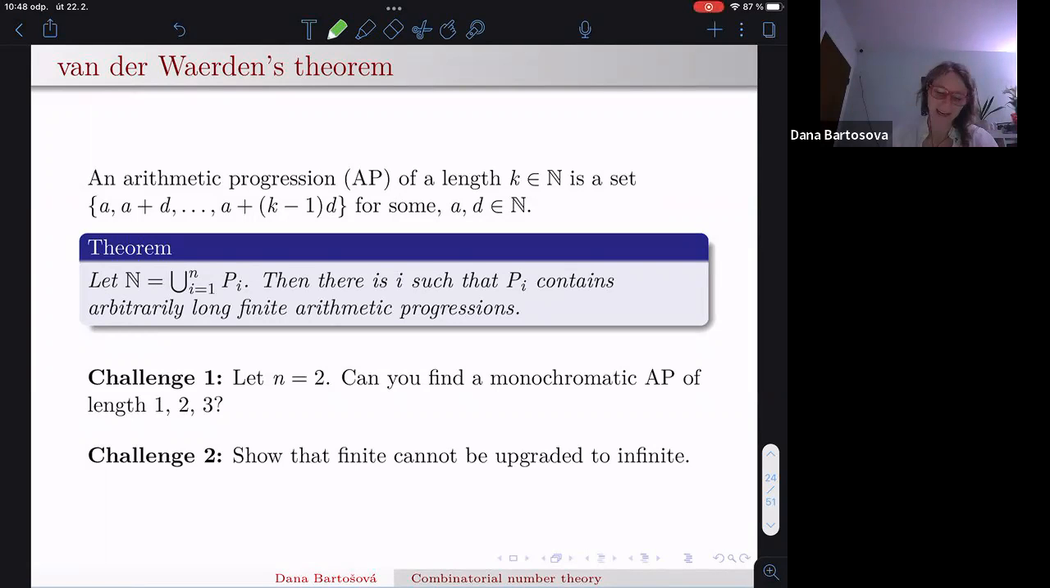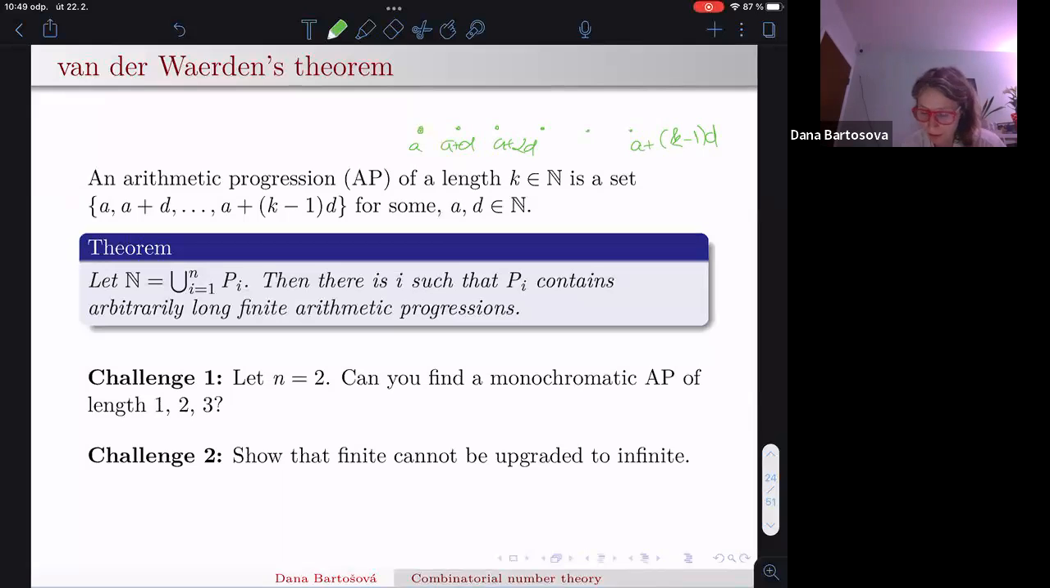It means that I have an element that is my starting point, and then I'm going to take equidistant further elements, right? And depending on how many I have, that's the length of my arithmetic progression, right? So I have it based at some number a, and then I have a plus d, a plus 2d, up to a plus (k-1)d.